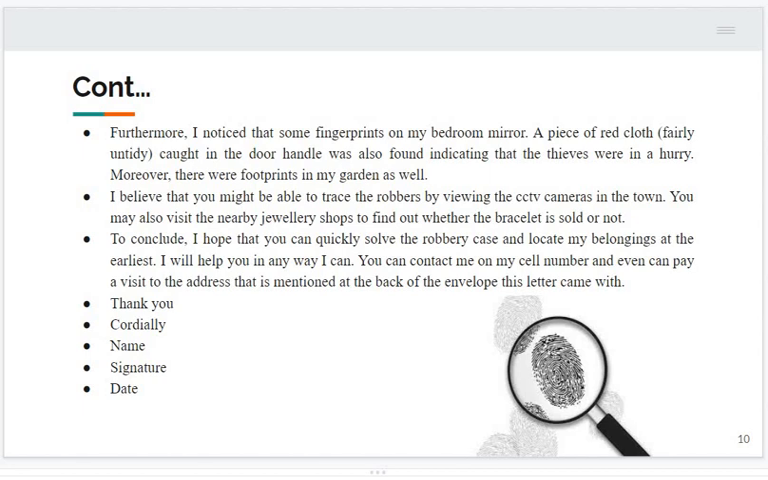To conclude, I hope that you can quickly solve the robbery case and locate my belongings at the earliest. I will help you in any way I can. You can contact me on my cell number and even can pay a visit to the address that is mentioned at the back of the envelope this letter came with. Thank you. Cordially, name, signature, and date.